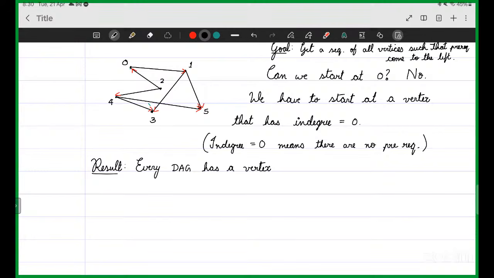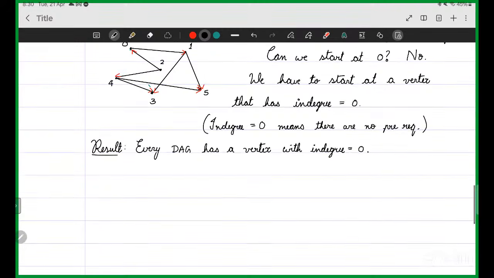I'm claiming that every directed acyclic graph has a vertex with in degree equal to 0. We'll take a look at your example and see why either it will not be a directed acyclic graph or some problem will happen, because every directed acyclic graph will have a vertex with in degree equal to 0.